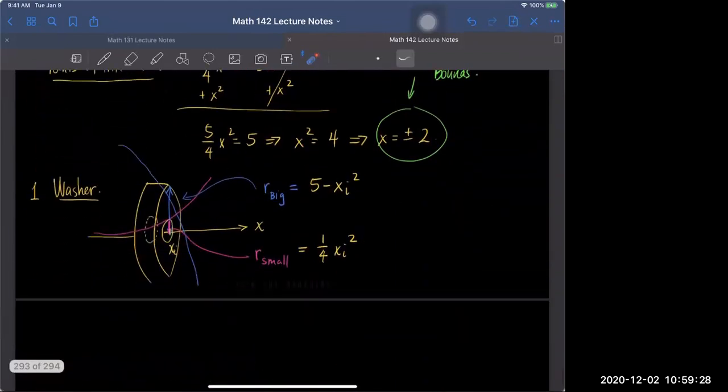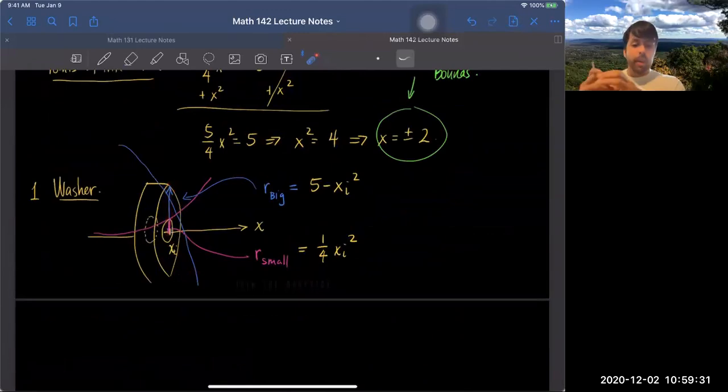So that means the radius of the bigger circle of this cylinder here, the bigger circle, is representing the distance from the x-axis to the blue portion of the graph. And that blue portion of the graph is given by 5 minus x squared only. And then the smaller radius is represented by the y coordinate of the lower function, which is 1/4 x squared, right?